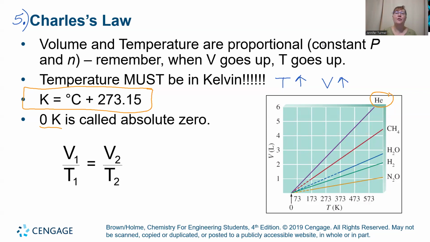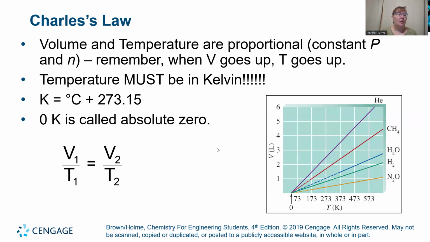The equation for that is V1 over T1 is equal to V2 over T2. Okay. And you'll be solving for any of those variables. We'll be working through the actual math for this later.